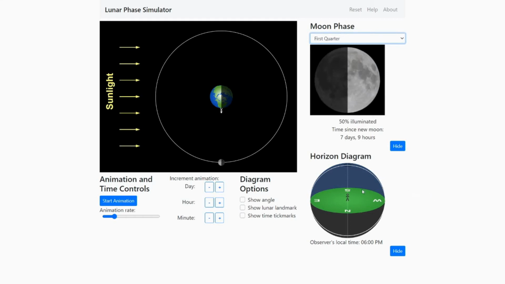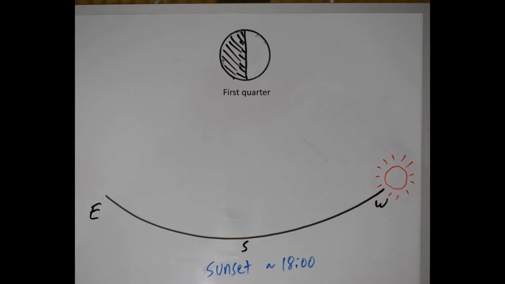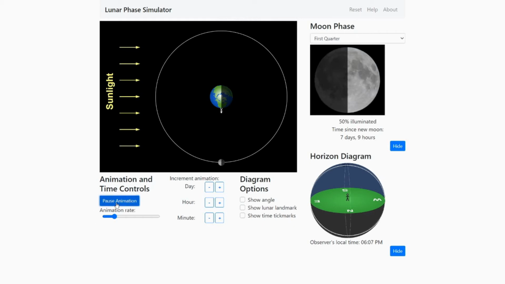Okay, we'll go to sunset once again, and let's take a look at where the moon is. So the moon is high in the sky. Here's the sun. And it's kind of hard to see, but here's the moon. And we can represent that with this drawing. So this is sunset again. The first quarter is here in the sky. All right, let's continue the animation. So the moon is moving around the Earth, and the next phase is waxing gibbous.